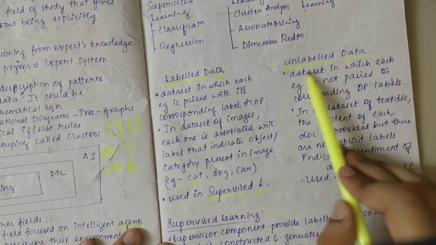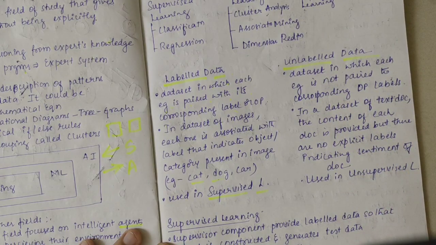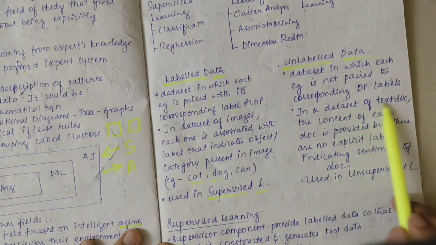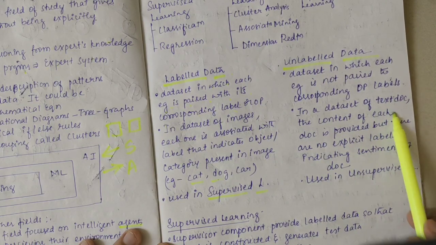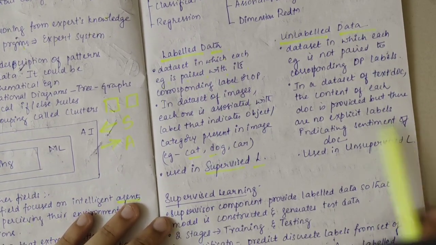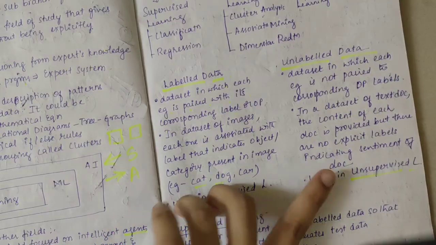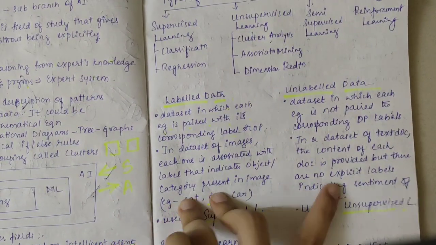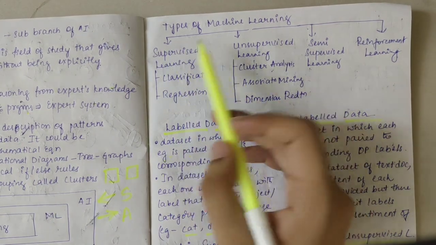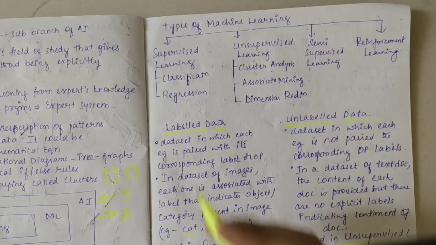Coming to unlabeled data, it is a data set in which each example is not paired with corresponding output labels. That is the opposite. In a data set of text or documents, the content of each document is provided, but there are no explicit labels indicating the sentiment of the document. This is used in unsupervised learning. So this was about labeled and unlabeled. Having brief knowledge of these, we'll look into the types of ML. There are 4 types majorly: supervised, unsupervised, semi-supervised and reinforcement.